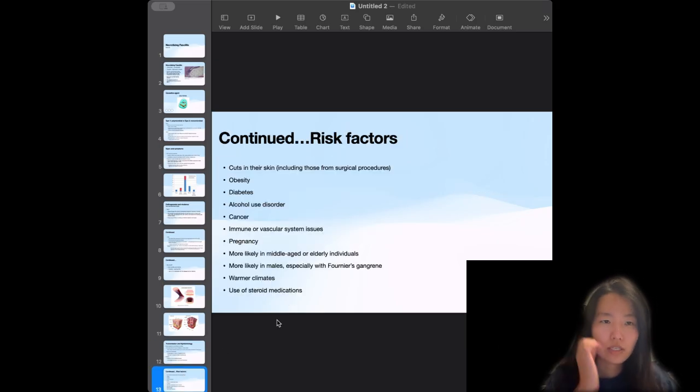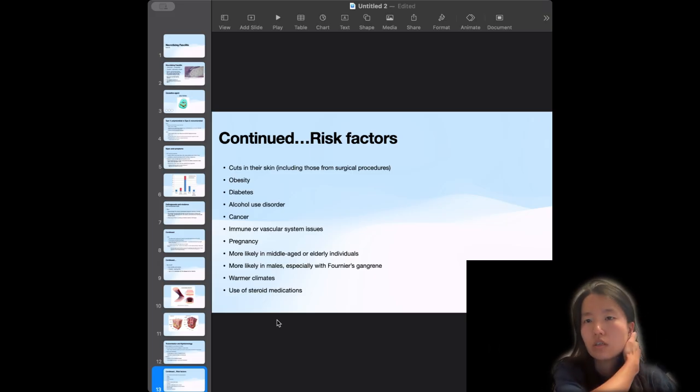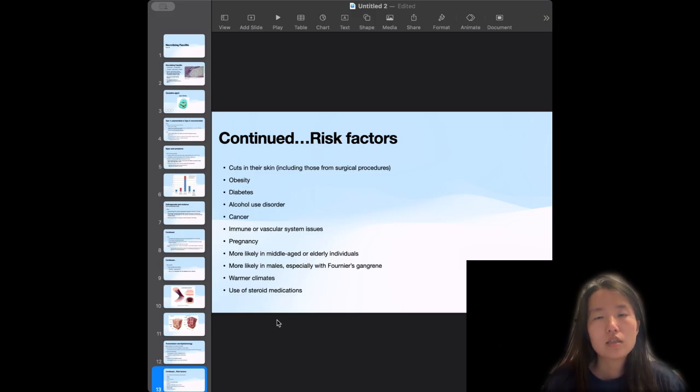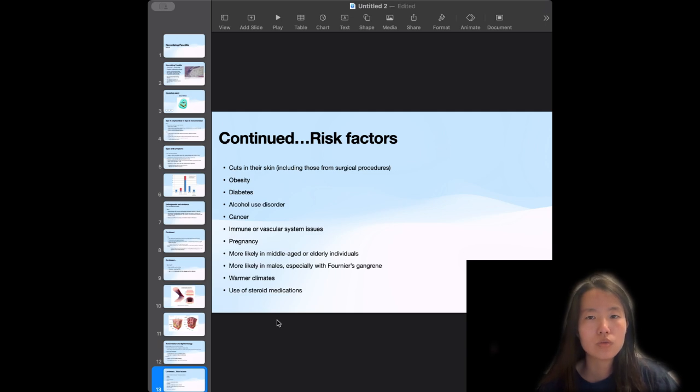Kind of going into the risk factors of it, we already mentioned the cuts in the skin. This is more so the general common way to get it. This can include minor cuts, surgical procedures, insect bites, and so on. There's also obesity, diabetes, alcohol use disorder, cancer, immune or vascular system issues, such as an individual who's immunocompromised, pregnancy or childbirth. It is also more likely in middle age or elderly patients. However, it can occur in all age groups.